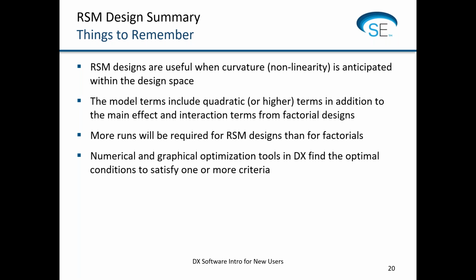The downside is that this will require more runs than the factorial designs, right? So that's why we don't start out right here, because we want to make sure with the screening designs and the characterization designs that we've whittled down our list to the minimum factors that we can before we do the expensive DOE, before we do the one where we can optimize, right? The more factors you include, the bigger these things are going to get. So we only want to work with ones we know are important. And the numerical and graphical optimization tools that we just saw will find the optimal conditions to satisfy one or more criteria.